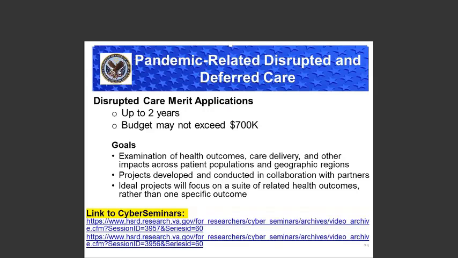and geographic regions. We're also very interested in projects that are developed and conducted in close collaboration with partners. And our ideal projects will actually focus on a suite of related health outcomes in specific care delivery settings rather than one specific health outcome.